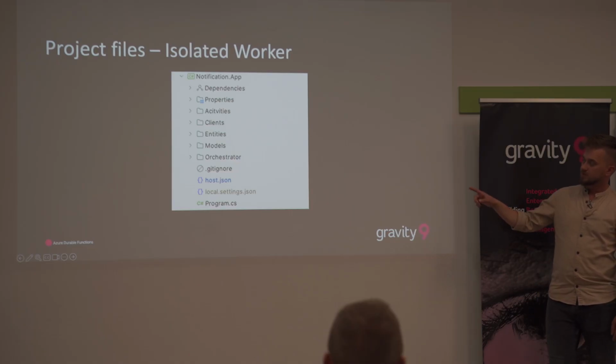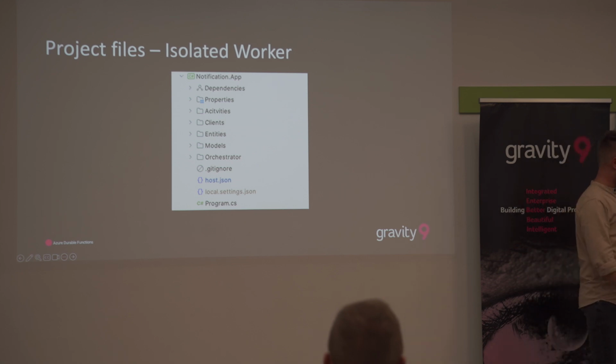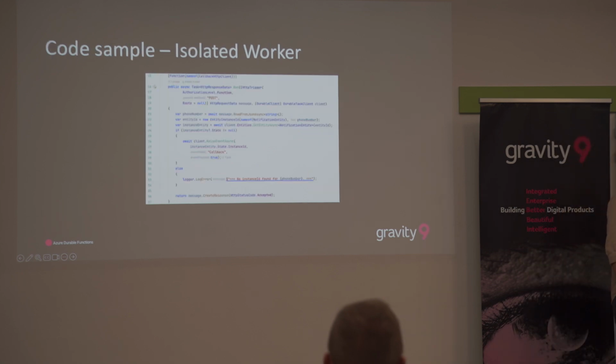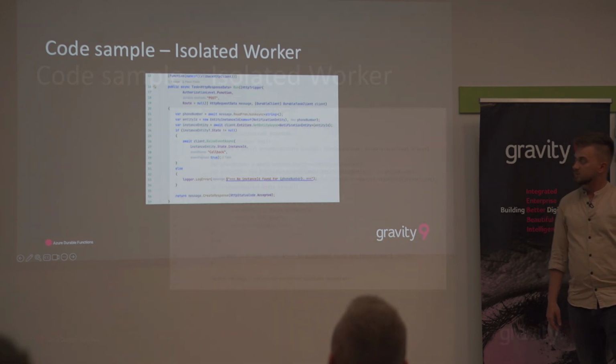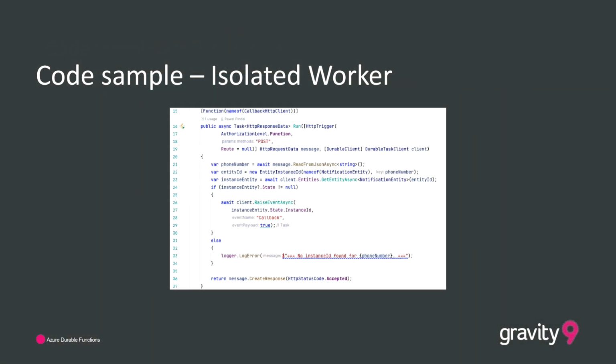So the main difference is that you get the program.cs, and of course, the code looks a bit different. I don't know if you see this. Basically, in the previous function, we had a function attribute that gave the function its name. Here you just provide the function. So these are semantic changes.